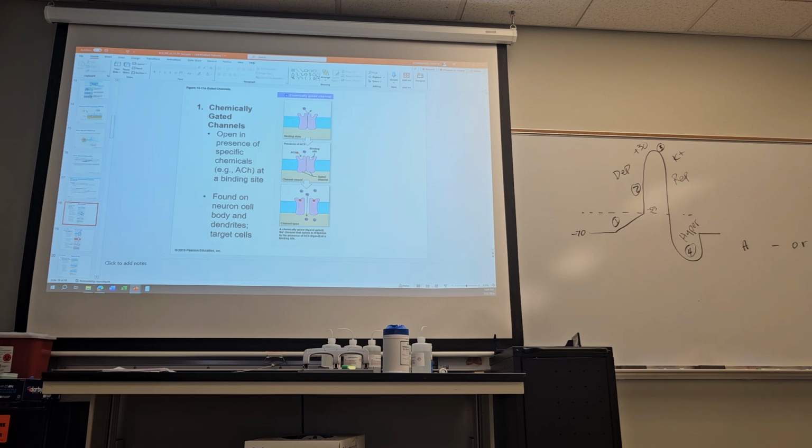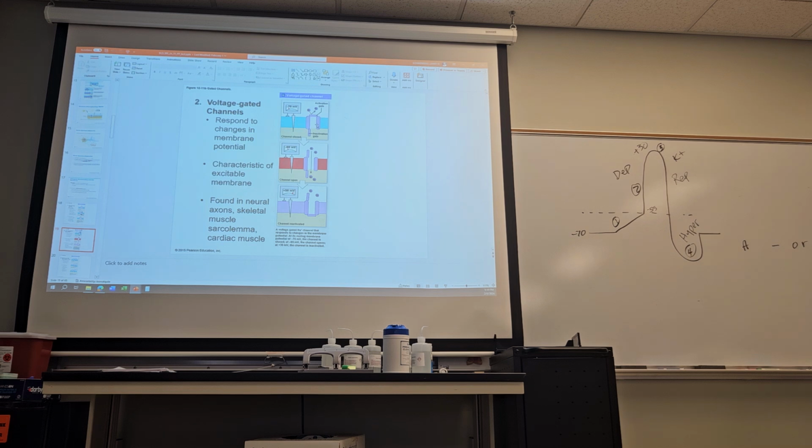Are you talking about the cell body and the dendrites? Yes, on the dendrites and the cell body. So think about your taste buds. Those are chemically gated channels, right? Think about that postsynaptic neuron which receives neurotransmitters. Those neurotransmitters are chemicals, so they're going to bind to a chemically gated channel. So your dendrites and your cell body.